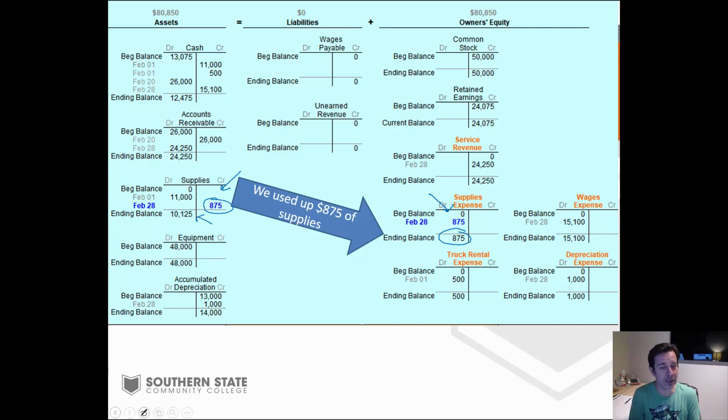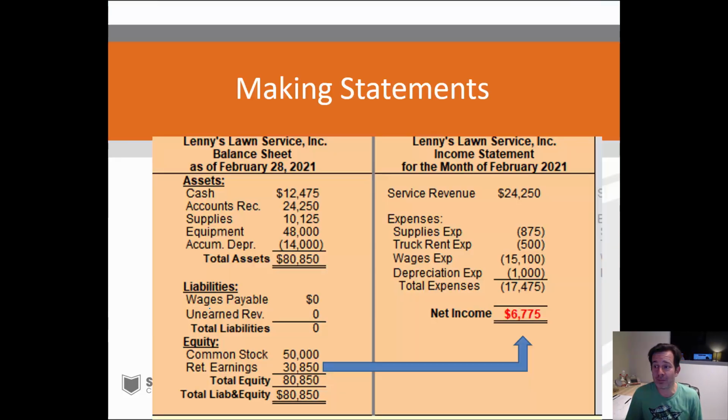And we can see that in the T account for the supplies ledger right there. We used up $875. We're taking it out of the asset account, and here comes another arrow, and we're dumping it into the expense account to show that we've used it up.